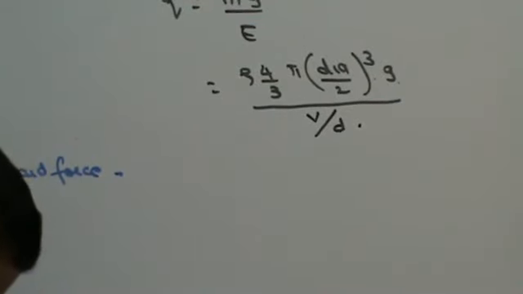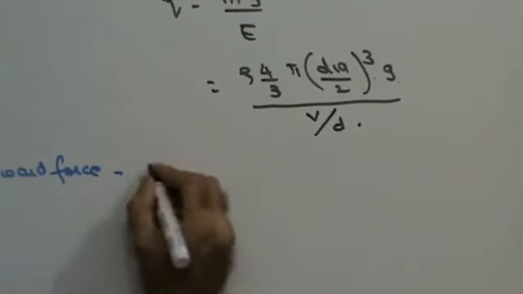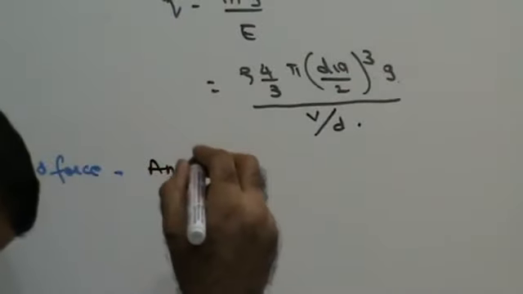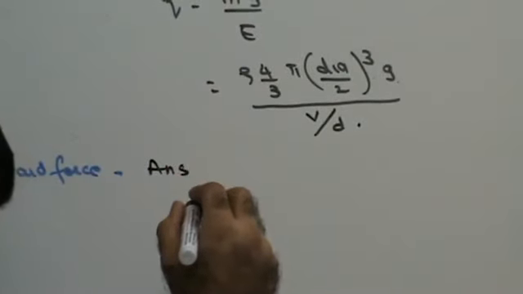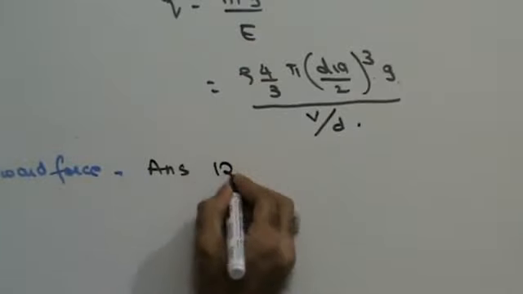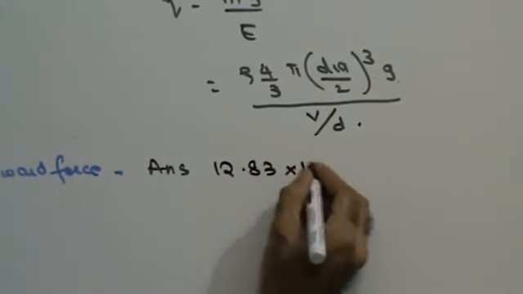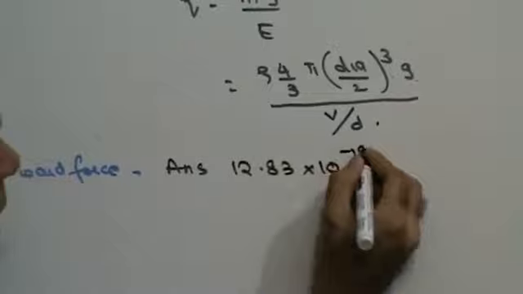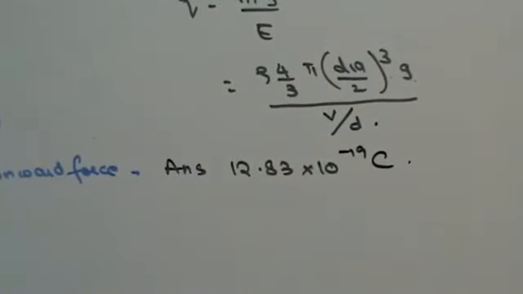The answer for this should be 12.83 into 10 raised to minus 19 coulombs. We'll stop this here for the day.